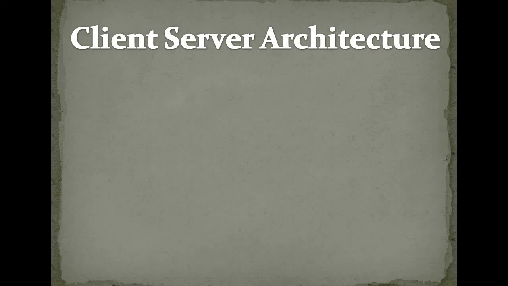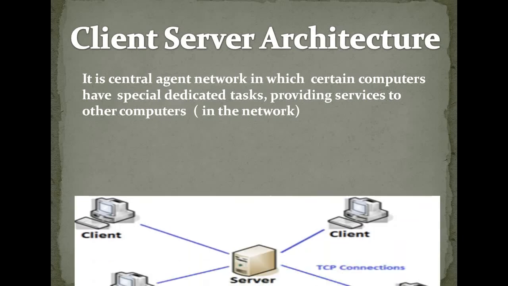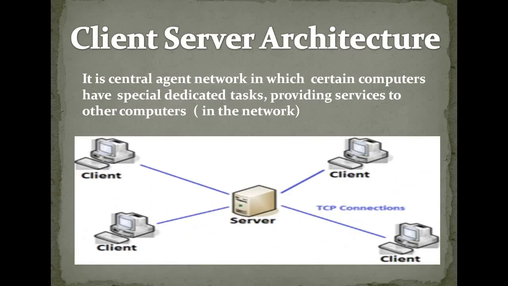Now, the second one is client-server architecture. In this network, there is a powerful central computer which has more resources than the other computers connected to the network. This central computer is known as the server and the other computers are known as clients, nodes or workstations, as can be seen in this figure. The server provides all the information and resources to the client as per its request.